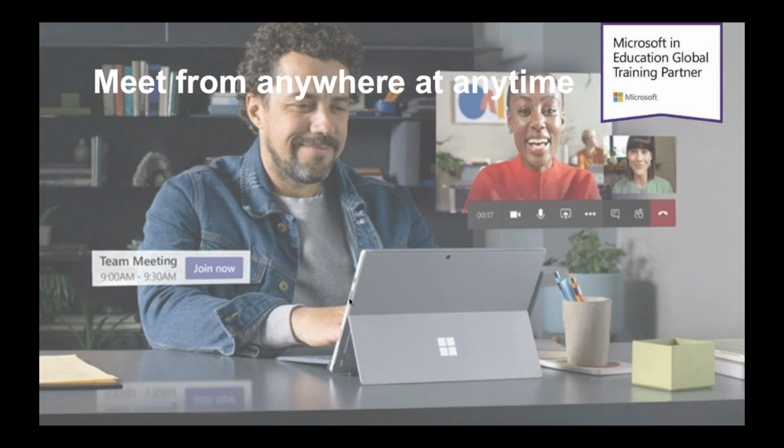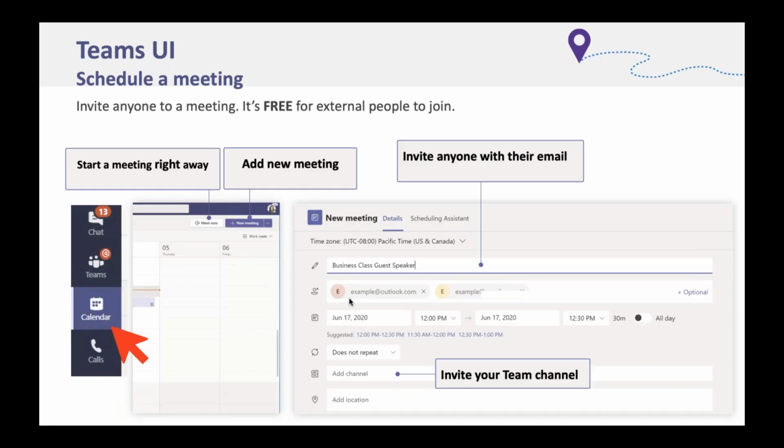In order to schedule meetings online, all you have to do is click on the calendar option again on the left-hand side menu, and here you can start a meeting with colleagues right away. Or something you'll probably use more often with classes and with your learners is that you would add a new meeting by selecting the date and the time, and then either the channel, which is really handy because you just pop that meeting into the channel and then everyone in that channel, in that group, gets invited.